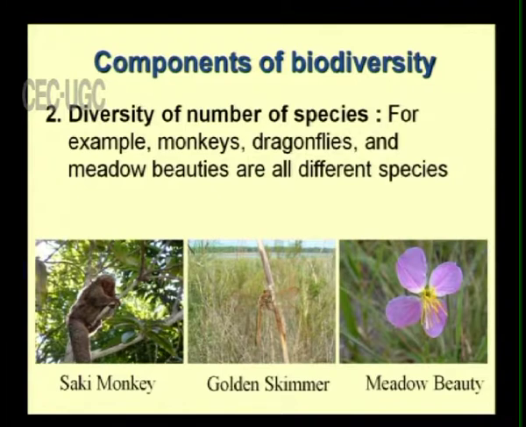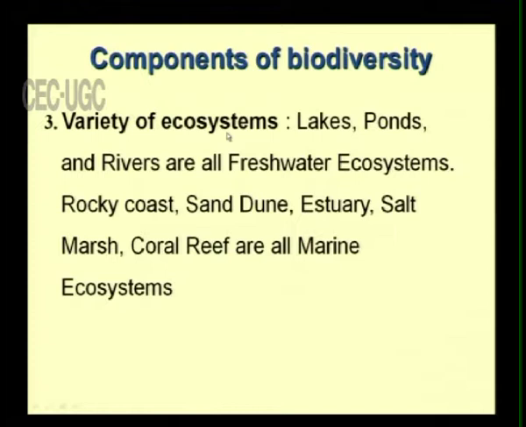And the second component, the diversity of number of species. See for example, monkeys, dragonflies and meadow beauties are all different species. Biodiversity means the number of species that exist at that particular point. And the third component is the variety of ecosystems. Lakes, ponds and rivers are all freshwater ecosystems; rocky coast, sand dune, estuary, salt marsh and coral reef are all marine ecosystems. And therefore, biodiversity should have a lot of ecosystems. There should be a variety of ecosystems existing in that particular area.